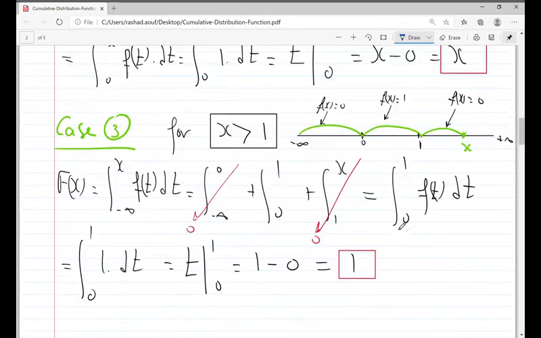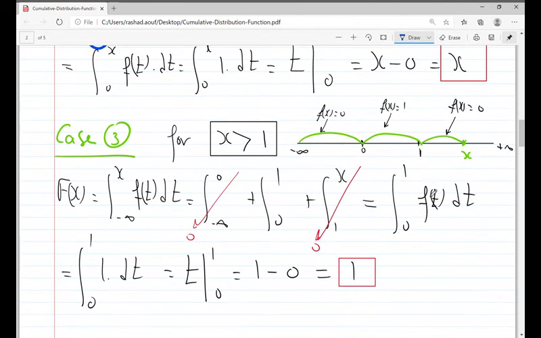In this example I have only 2 points, 0 and 1. I might have another example.